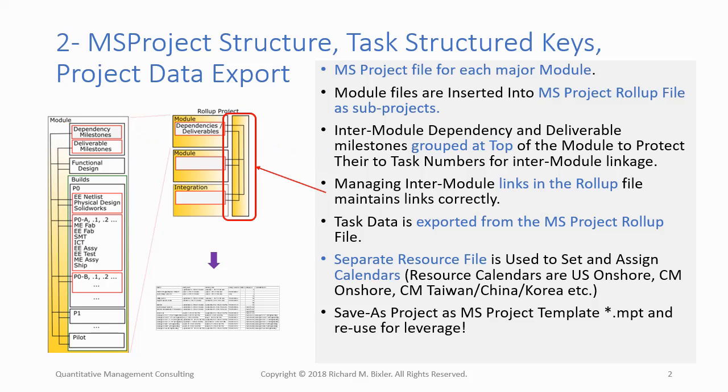The exception is that if a dependency or deliverable milestone is added or deleted within an MPP file, task numbers of other dependency or deliverable milestones below it will change, affecting linkages to other files. For this reason, when adding or deleting a dependency or deliverable milestone, that must be done within the open master rollup MPP file. Changes made from within that open file will be propagated among its contained subproject MPP files correctly.